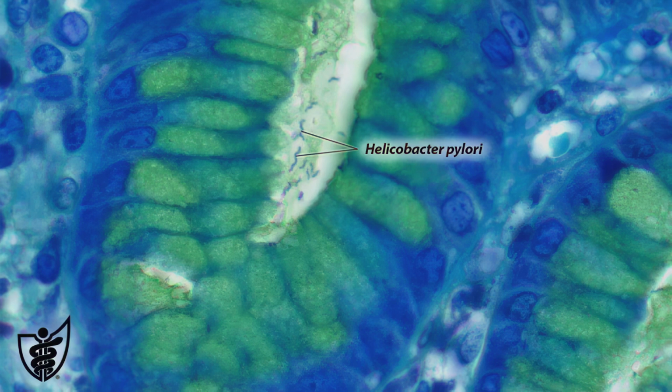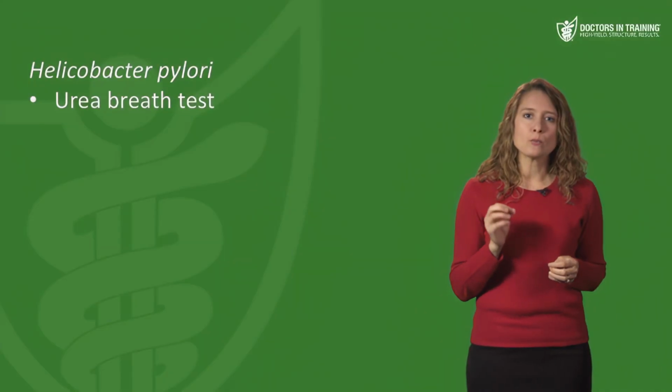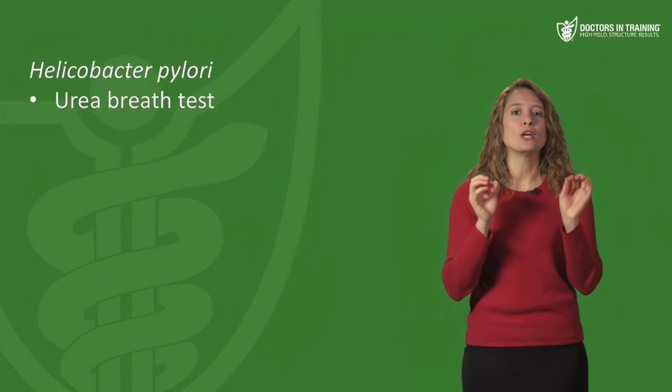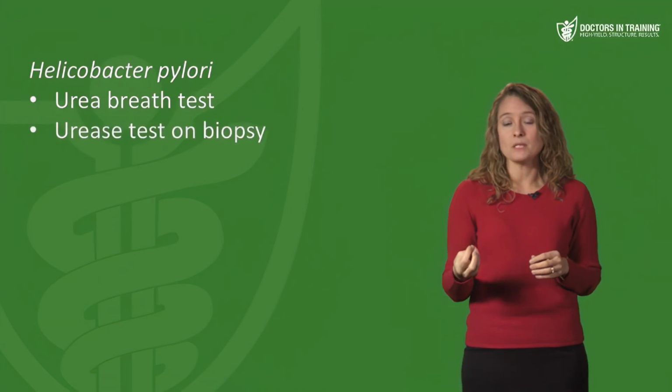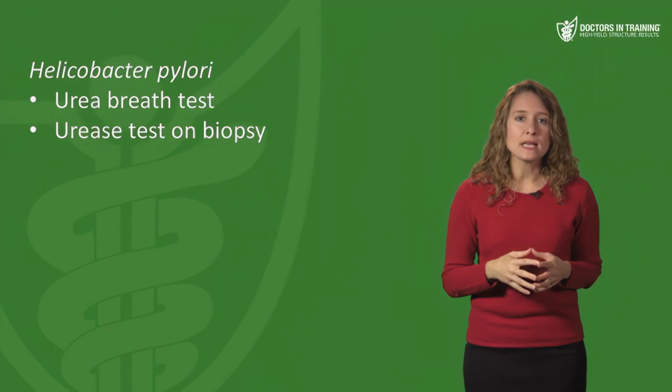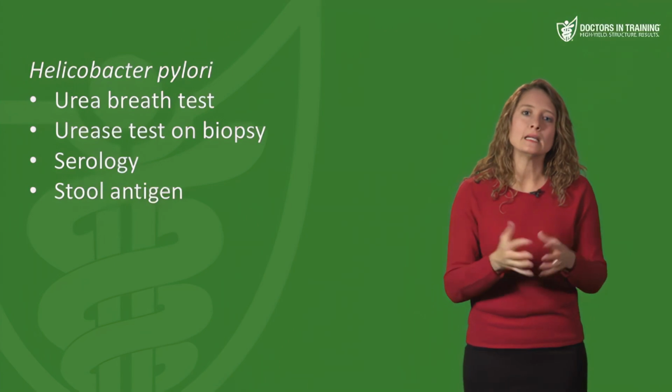Now this is an important one for you to remember as well. It's a spiral-shaped rod that is urease positive. Remember that part about urease. We use that characteristic to test for the presence of this bacteria. You can use a urease breath test or a urea breath test or a urease test on biopsy specimen. Other diagnostic tests include serology, and that's just looking for the antibody, or the stool antigen test.